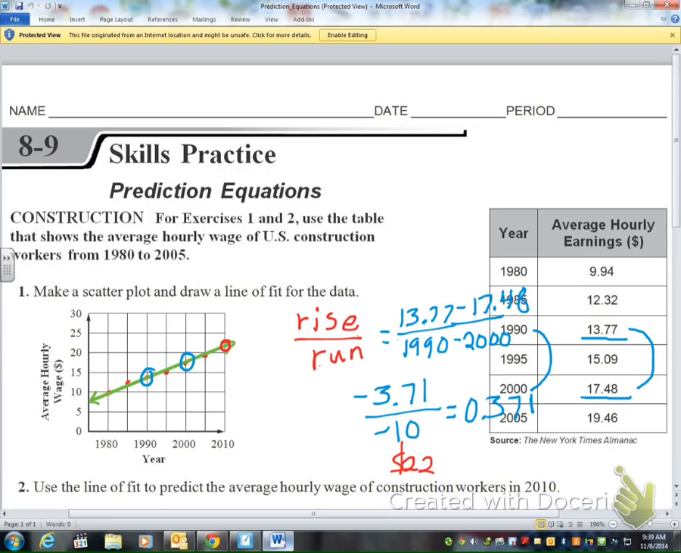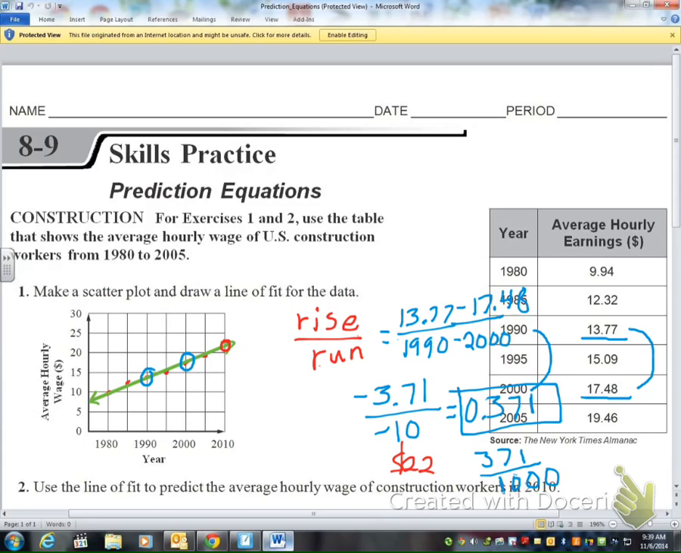So if we get 0.371, that's our slope. And of course, if we wanted, we could also write that as 371 over 1,000, and that would give it to us in the more typical rise over run form. But it really doesn't matter. We can also leave it as 0.371 for this purpose.